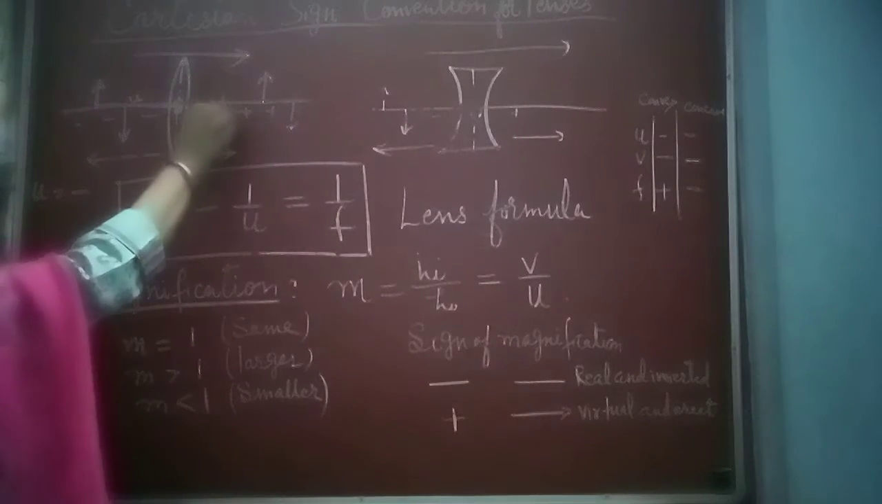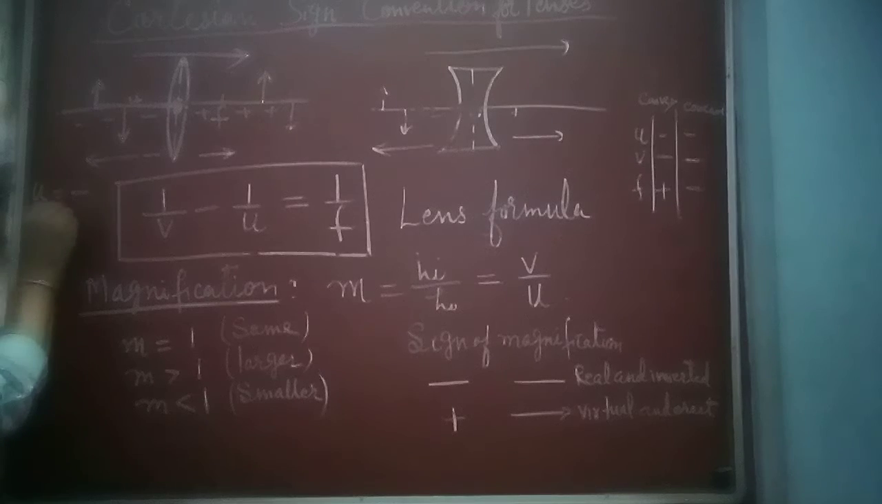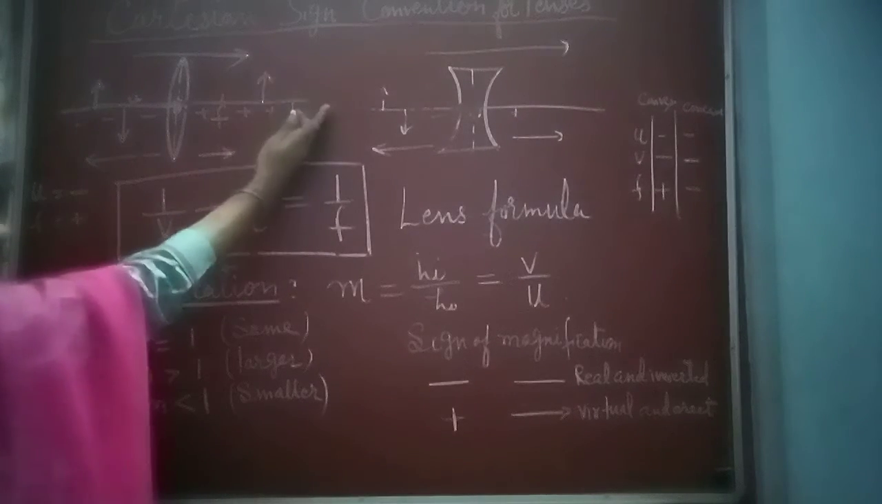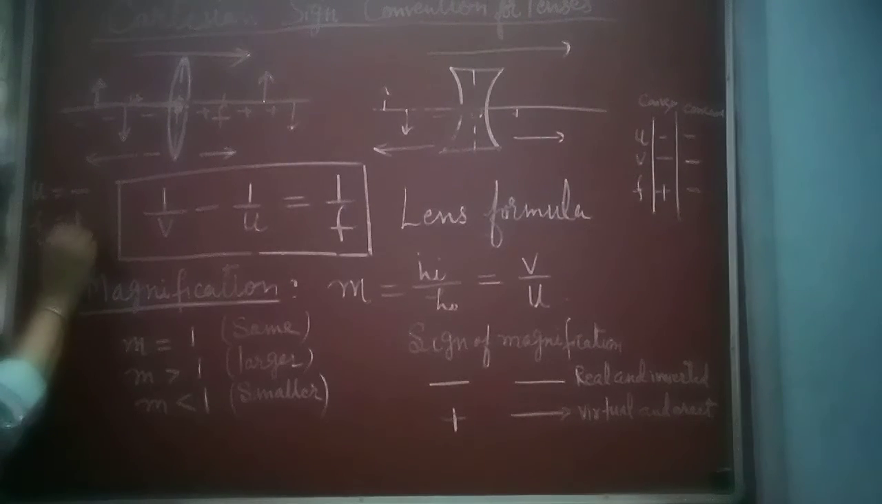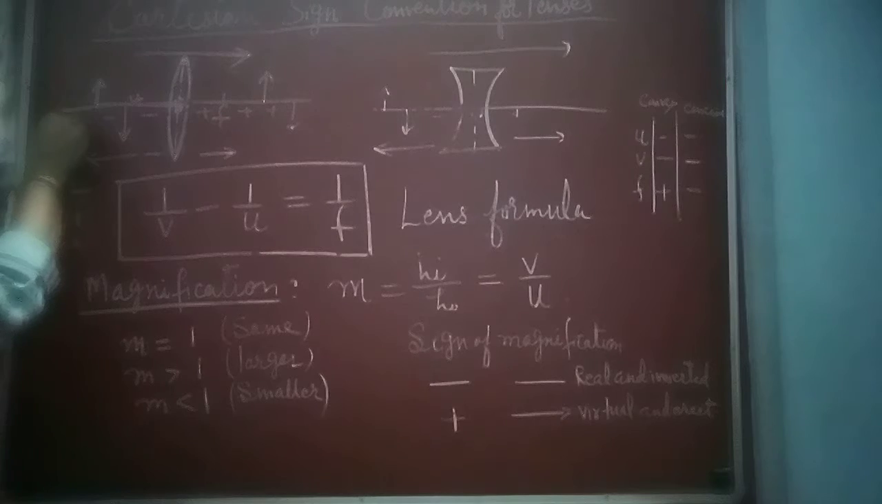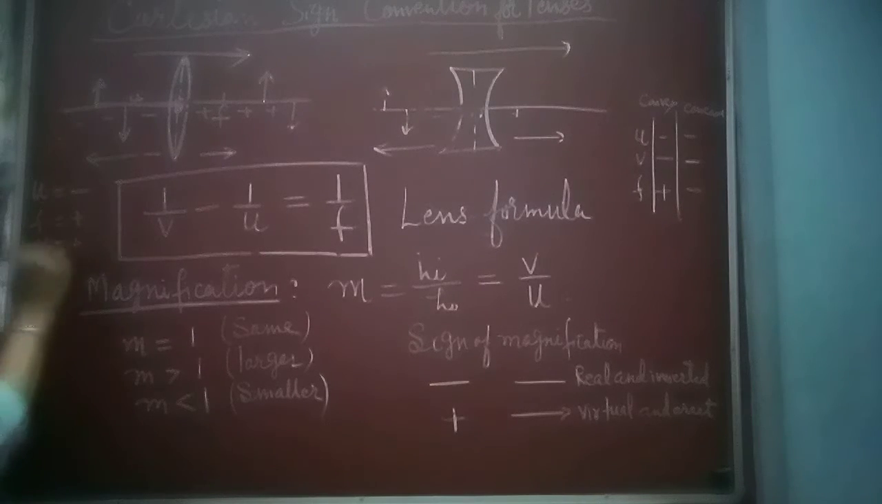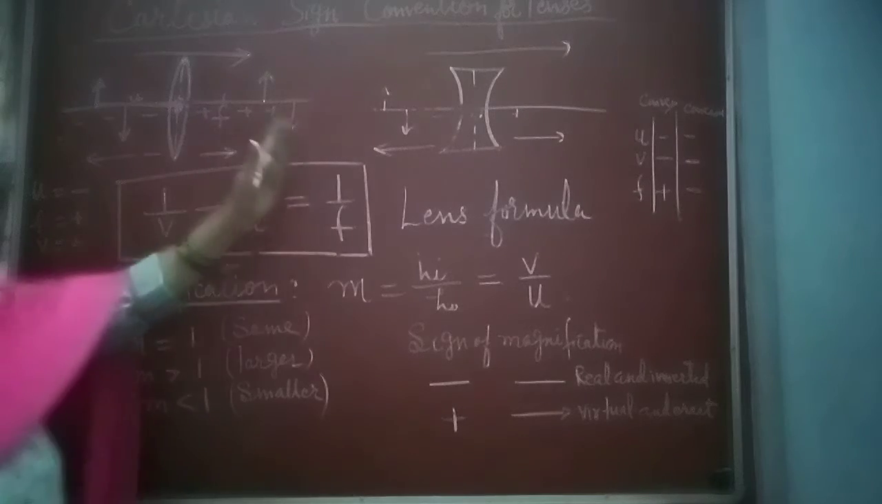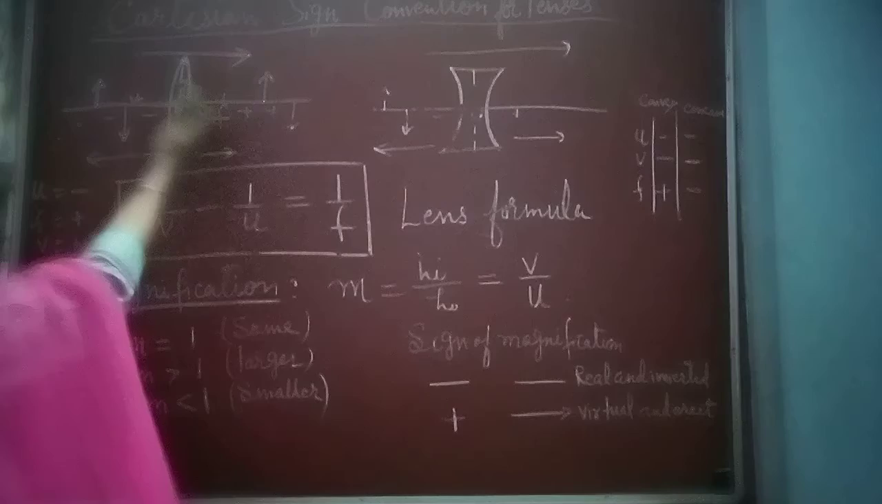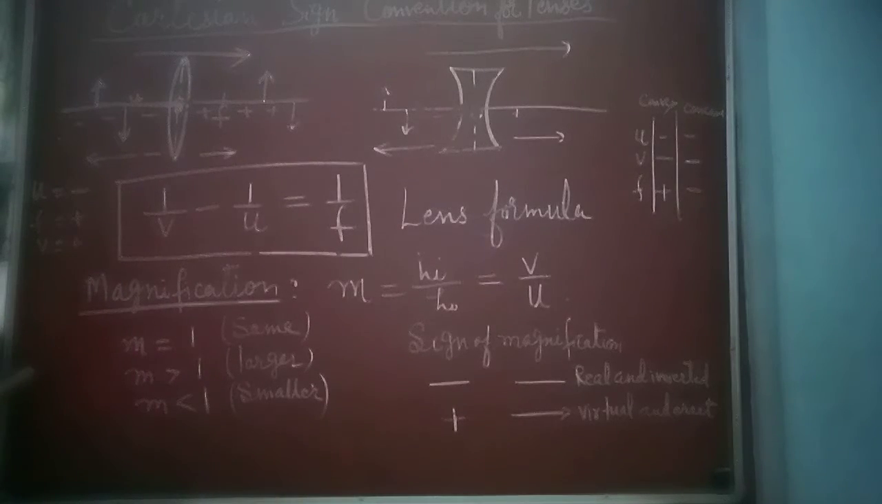Now you see here, on the right side we have F. So F is considered to be positive. If the image is real, it forms on the right side, so it will be positive image distance. But if the image is virtual and erect, it forms this side, the left side, and in that case it will be negative. So distances measured right side of the lens are positive, left side of the lens, negative.